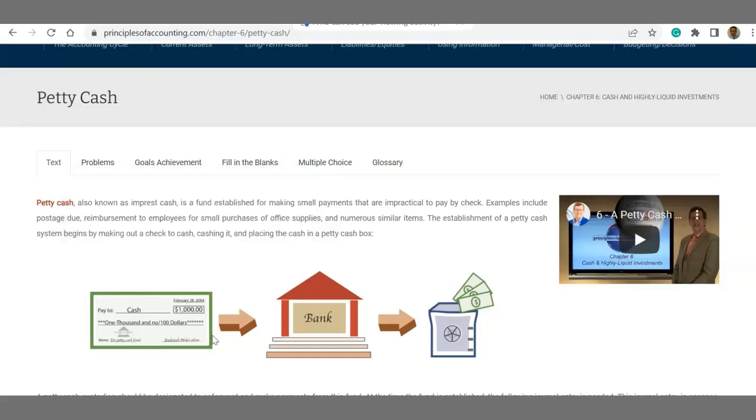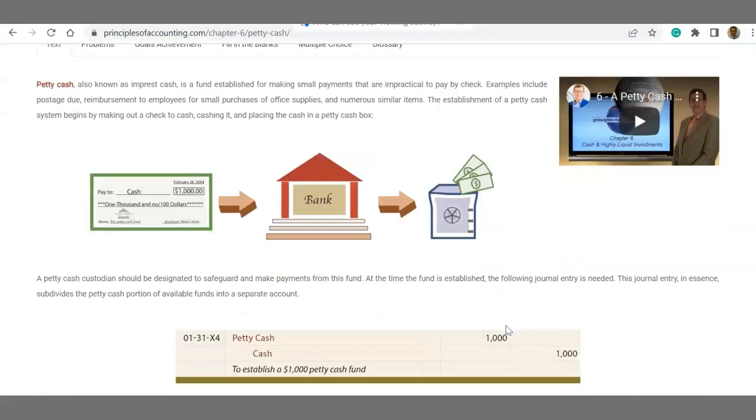Okay, so every business needs a petty cash account to pay for small expenses. You need to establish that petty cash fund. So you write a check, you go to the bank, you cash the check, and you put that $1,000 or whatever in the safe box in the company. And then you use the cash to pay for small expenses, and you keep the receipts. Then, this is the journal entry to establish the petty cash.